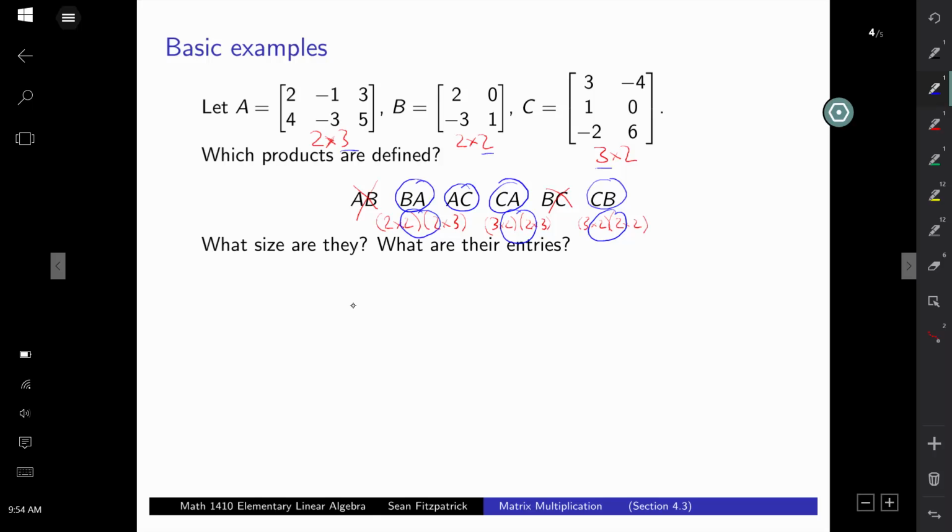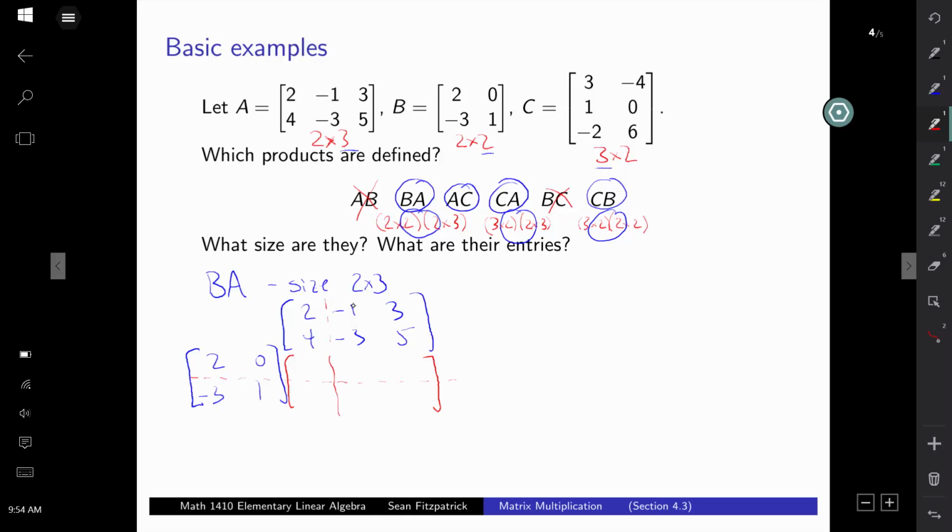So B times A, the size is going to be 2 by 3. Here's how you can kind of think about how to compute this and how to make sure you get the size straight when you do it. If I'm doing B times A, I can put my matrix B on the left, 2, 0, minus 3, 1. I'm going to put A on the right, but I'm going to shift it up. I'm going to put it here. 2, minus 1, 3, 4, minus 3, 5. Okay? And then you can kind of see that things line up for you.